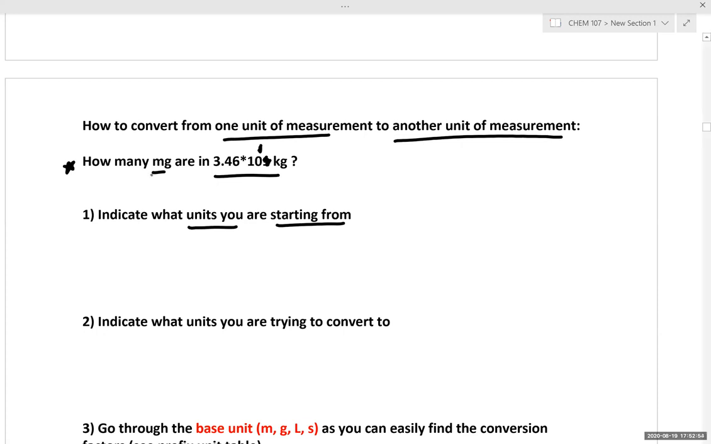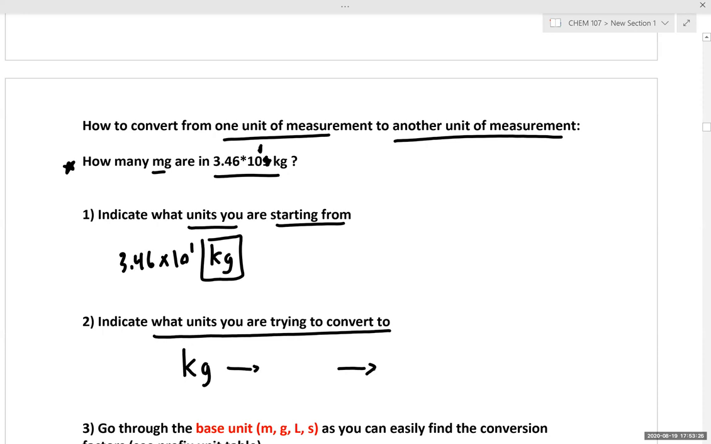We're asked how many milligrams are in 3.46 times 10 to the first kilograms. Your starting units are almost always associated with the number that you're given. So we're starting off with 3.46 times 10 to the first kilograms. So kilograms are our starting units, okay? Let's ask the question, what units are we trying to convert to? What is our end goal? Our end goal is milligrams, okay?